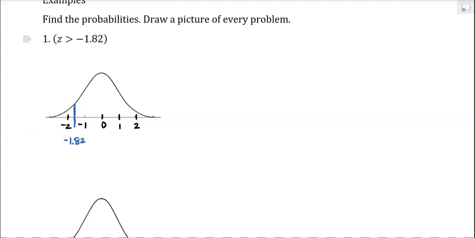I'm looking for the probability that z is greater than -1.82, so I'm looking for the area to the right of -1.82. That's what we want in this problem.